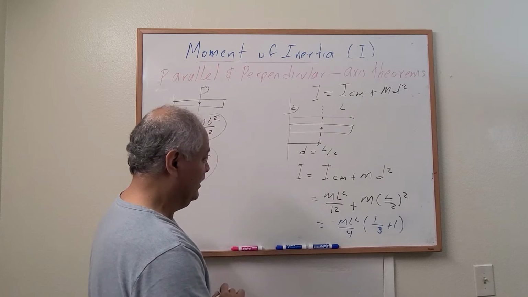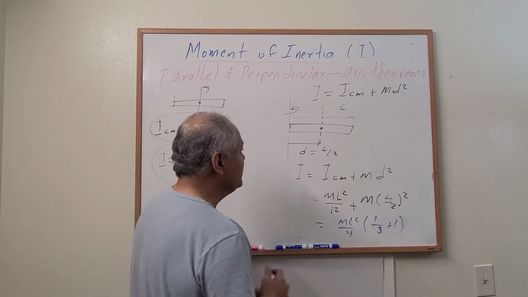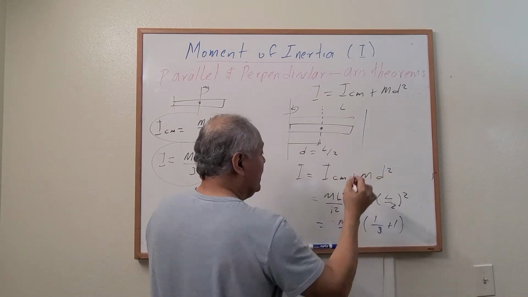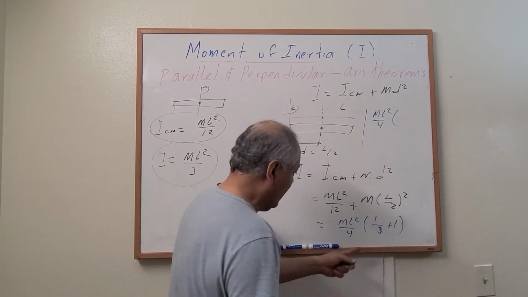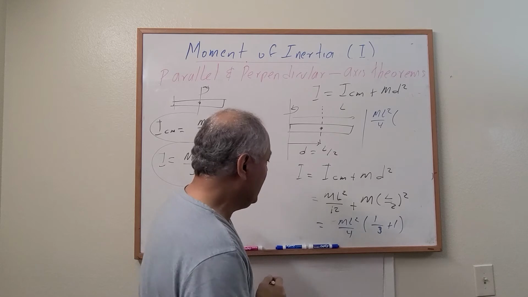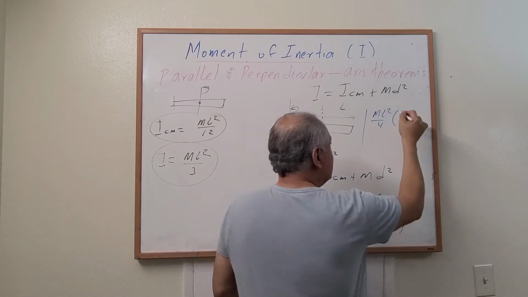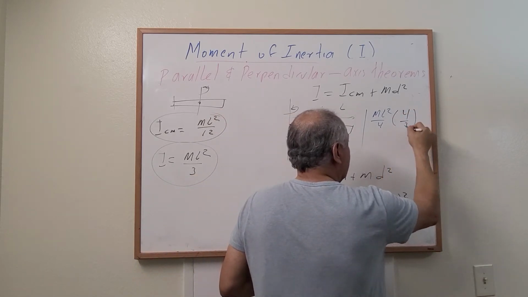4/3, right? 4/3, so C equals 2. When we do the calculus, it equals what? M squared divided by 4. And what do we have inside? Inside we have 4/3, right? 4/3.